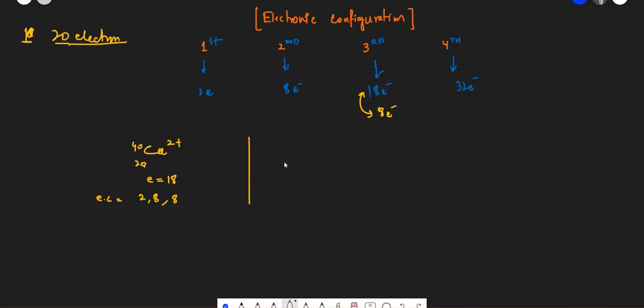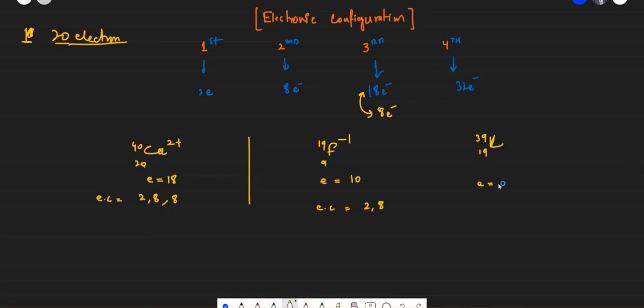Okay, let's take another example. Fluorine 19, 9 minus 1. It has gained an electron. How many electrons are there? 10. So its electronic configuration would be: first shell will take 2, second will take 8. Okay, let's do potassium 39, 19.